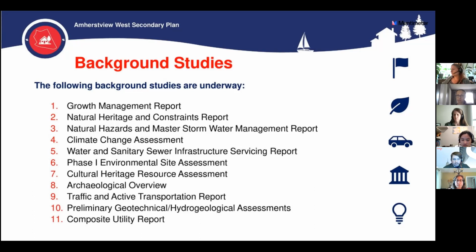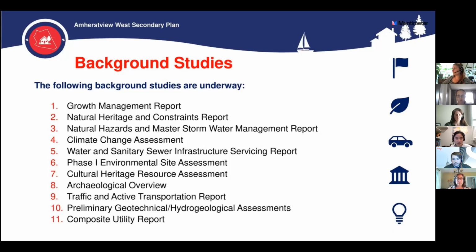So just to go through them quickly to understand the content, the growth management report will be looking at that future projection and growth in the area. Natural heritage and constraints reporting looks at ecology of the area and things such as species at risk. Natural hazards and master stormwater management report is our review of drainage in the area, looking at opportunities and constraints. The climate change assessment will be looking at mitigation and resiliency opportunities and constraints.